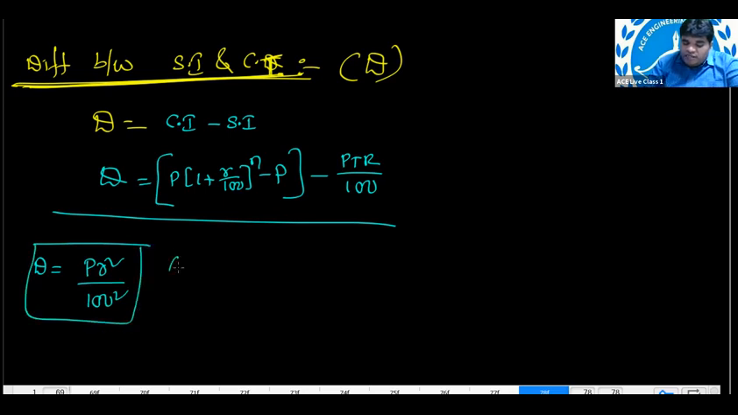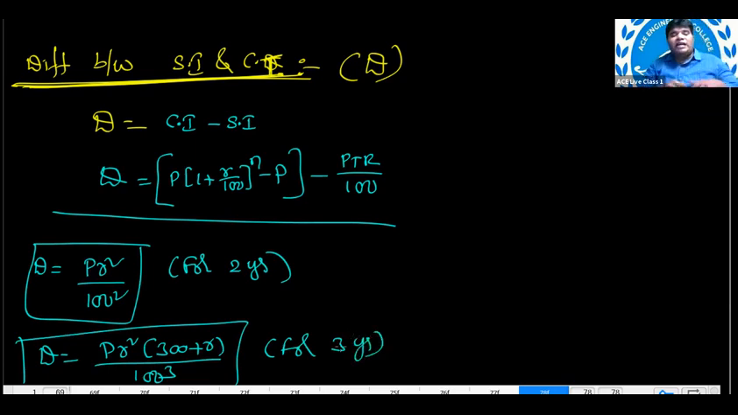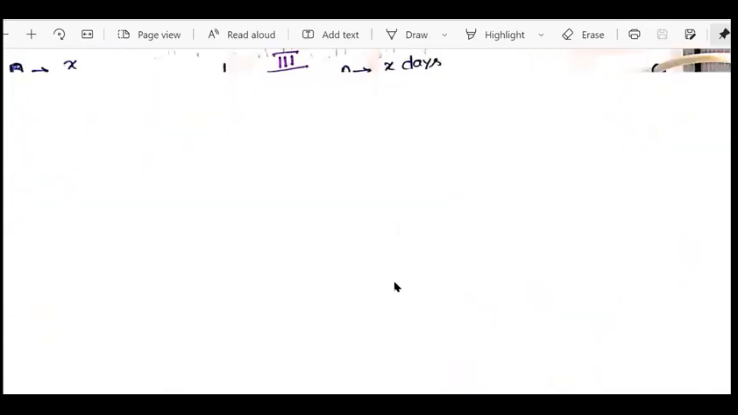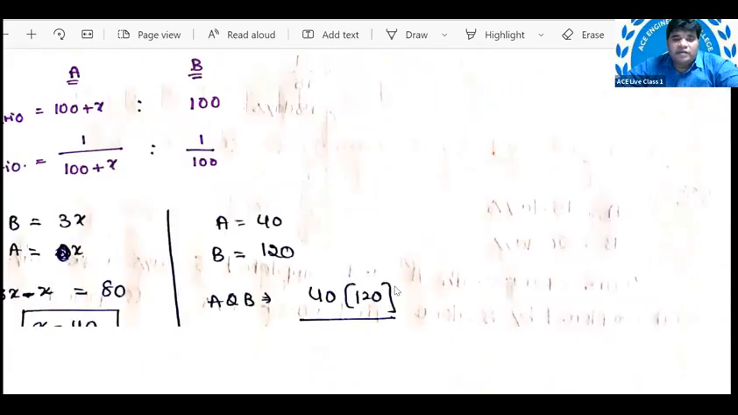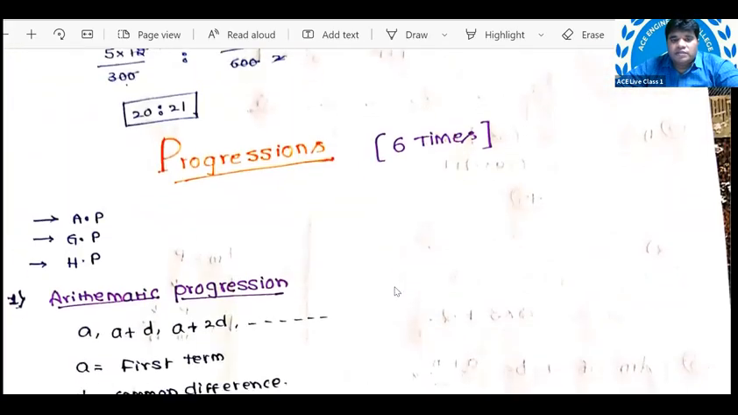This is only for 2 years. D is equal to P into R square. For 3 years, D is equal to P into R square, (300 plus R) upon 100 cube. This is only for 3 years. Very rarely they ask about 3 years. Okay friends, tell me, Pawan. In compound interest, n and in simple interest, t are the same. We mentioned n for time differently just to avoid confusion.